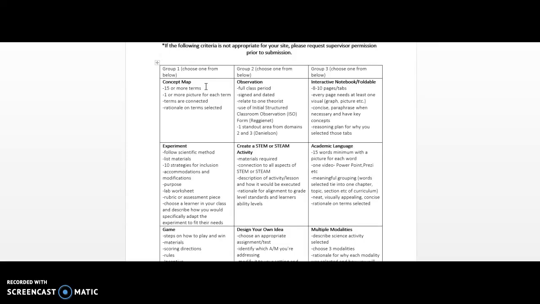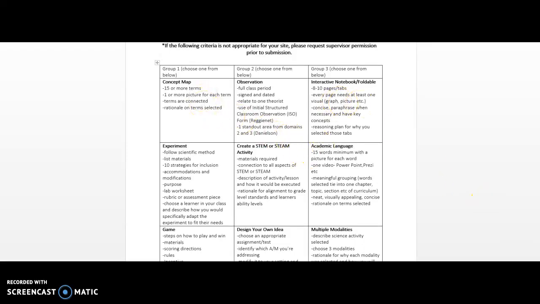The second one is experiment. The criteria for experiment is to follow the scientific method, list materials, make sure that you have 10 strategies for inclusion, accommodations and modifications, the purpose, a lab worksheet, a rubric or assessment piece, and then choose a learner in your class and describe how you would specifically adapt the experiment to fit their needs.